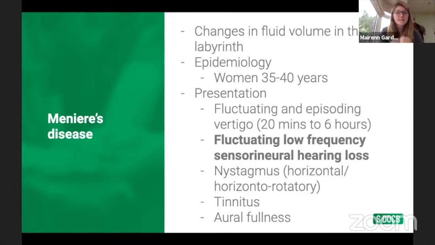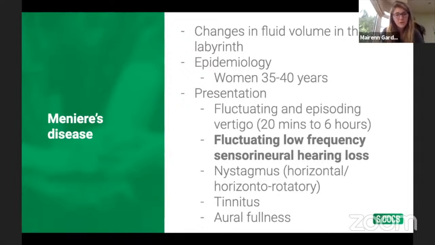So Meniere's is when there's a change in the fluid volume or endolymph in the labyrinth. It's most common in women between 35 to 40 years of age, and they'll present with fluctuating and episodic vertigo between 20 minutes to 6 hours. The hearing loss tends to accompany the episodes of vertigo. And when the vertigo improves, the hearing loss will also improve.